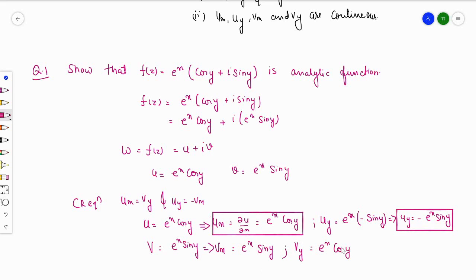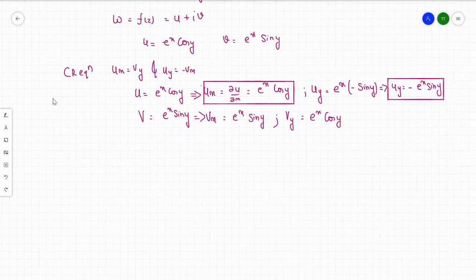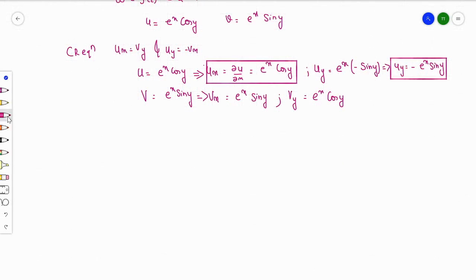So now what do we have to check? We have to check that ux is equal to vy. Is it true? Let's see. The value of ux is this, and ux is equal to vy. Yes, it is correct. And the uy value is minus e raised to power x sin y. This is my uy, which is equal to minus of vx. Correct? Yes, this is correct.